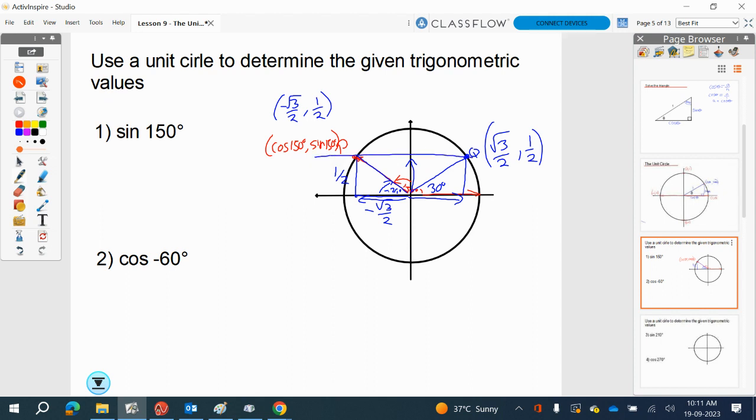These two lie on the line y is equal to a half in the coordinate plane. Both of these points lie on the line y is equal to a half in the coordinate plane. So what we see in this one is that the sine of 150 is equal to the sine of 30, which is equal to a half.